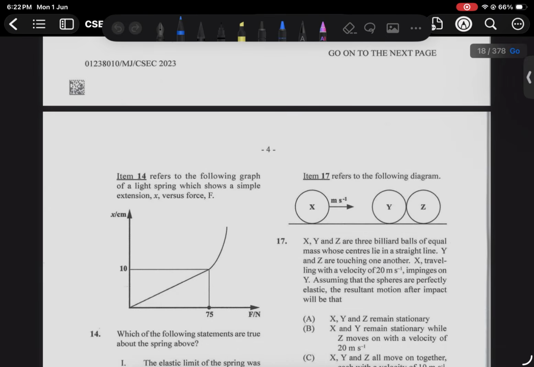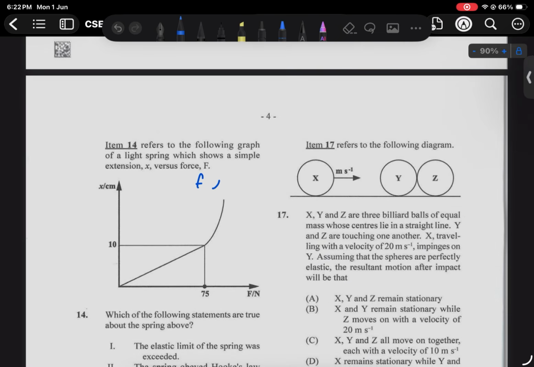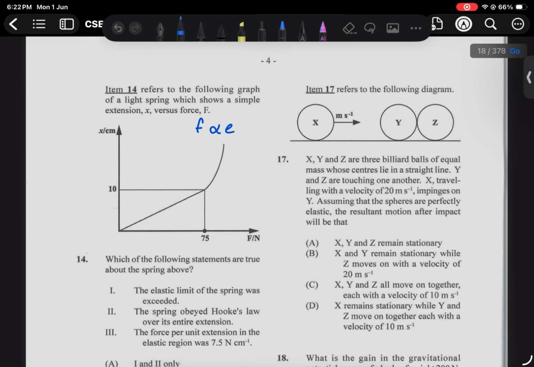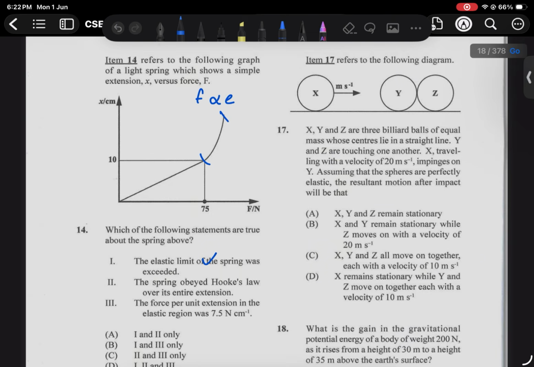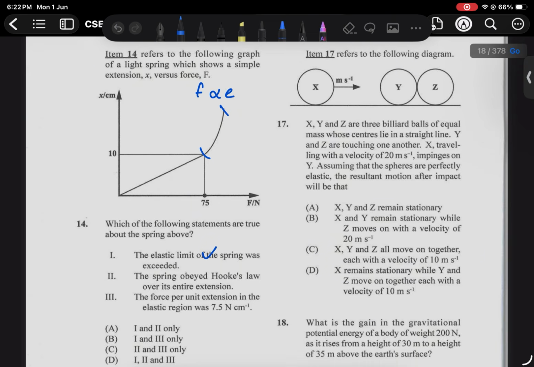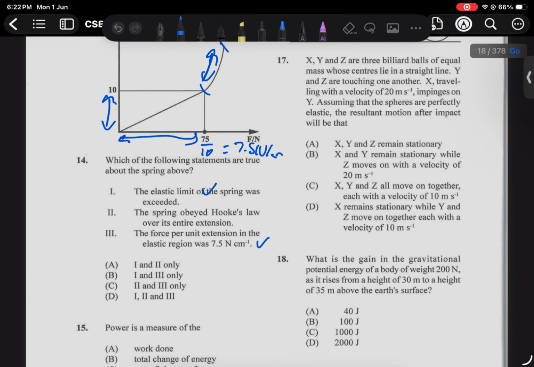Item 14 refers to the following graph of a light spring, which shows a simple extension. We know force is directly proportional to extension. Which of the following statements are true about the spring above? The elastic limit of the spring has been exceeded. Yes, it's exceeded right here. The spring obeyed Hooke's law over its entire extension. No, it is located right here. The force per unit extension in the elastic region was 7.5 newtons. So you have the total force and the total extension, and when we divide these two, we get 7.5. So this is also correct. So it's 1 and 3.